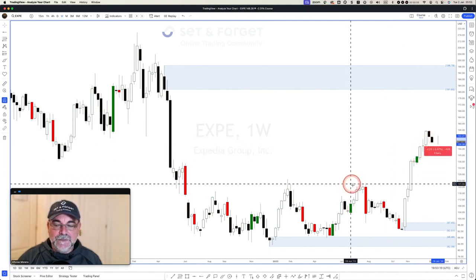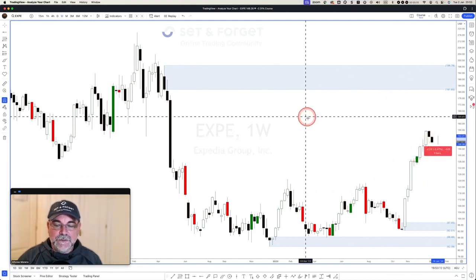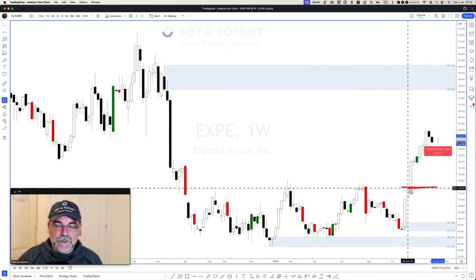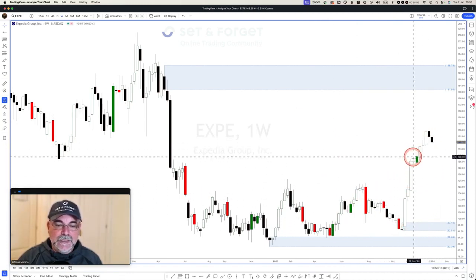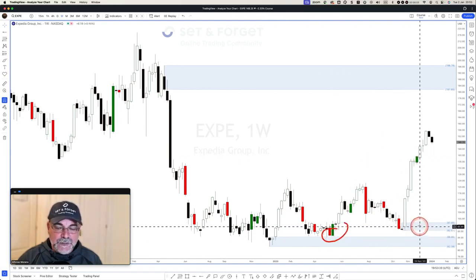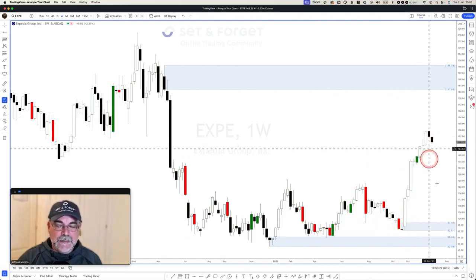This is not an imbalance, so we just can't do anything. The imbalances are lower. We probably will react from here. But right now, trading Expedia is not a good idea. The trade already happened, and now we need to wait.